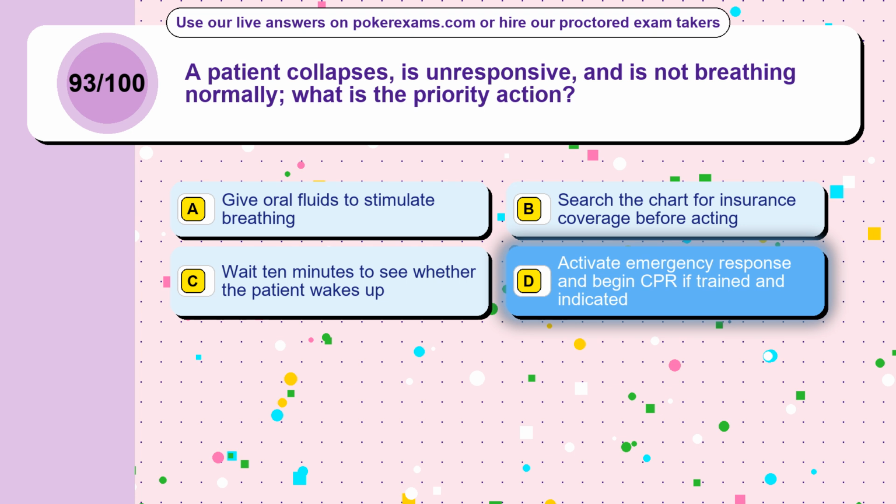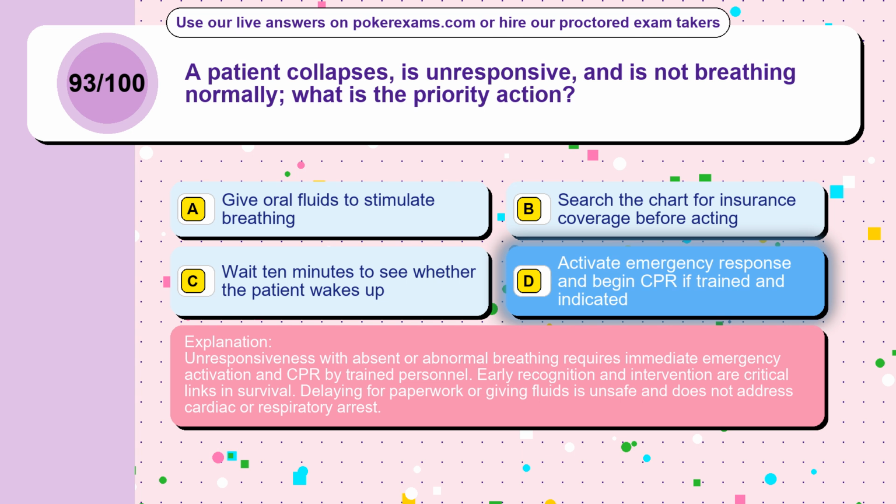Activate emergency response and begin CPR if trained and indicated. Unresponsiveness with absent or abnormal breathing requires immediate emergency activation and CPR by trained personnel. Early recognition and intervention are critical links in survival. Delaying for paperwork or giving fluids is unsafe and does not address cardiac or respiratory arrest.